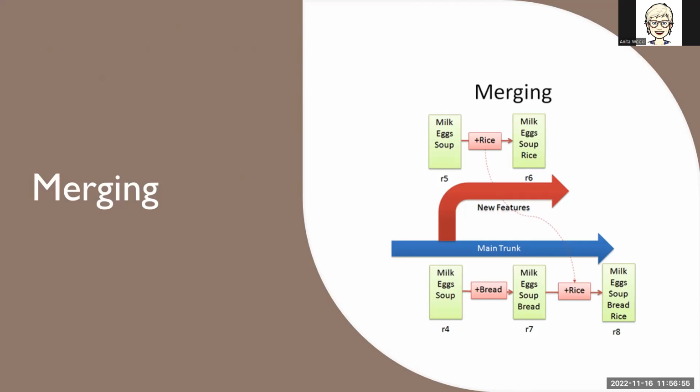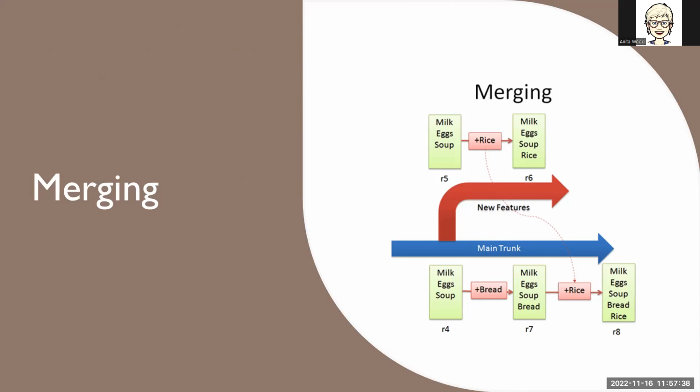Figuring out how to merge changes from one branch to another can be tricky. Let's say we want to get the rice feature from our experimental branch into the main line or trunk. How do we do it? Diff R6 and R7 and apply that to the main line? No, we only want to apply the changes that happened in the branch, which means diff R5 and R6 and apply that to the main trunk. If we diffed R6 and R7, we would lose the bread feature that was in the main.